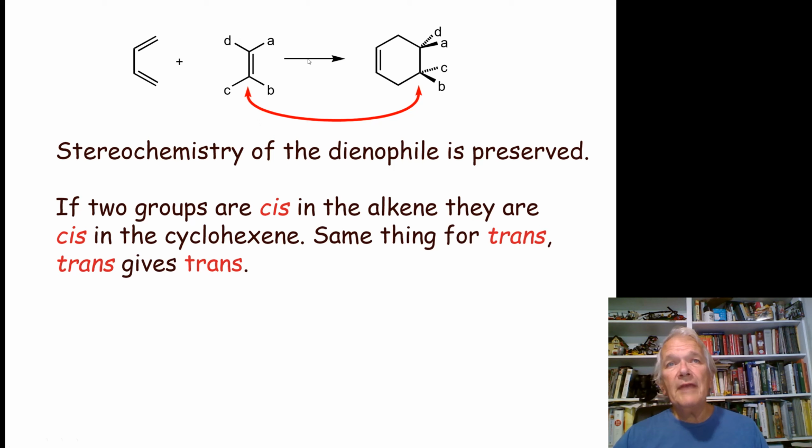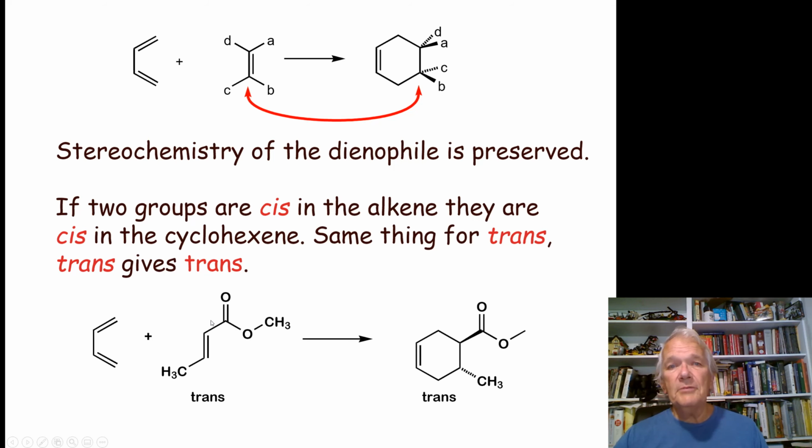Well, the way the reaction works, we're just drawing new bonds from this carbon to that carbon, from this carbon to that carbon. The relationship between A, B, C, and D doesn't change. So if A and B are cis in the alkene, they're going to be cis in the product, except now cis on the side of a ring, and C and D will be on the opposite side. So C and D will be trans to A and B, and cis to each other, just like they are in the reactant. So cis in the alkene, cis in the cyclohexene. Same thing for trans. Trans gives trans.